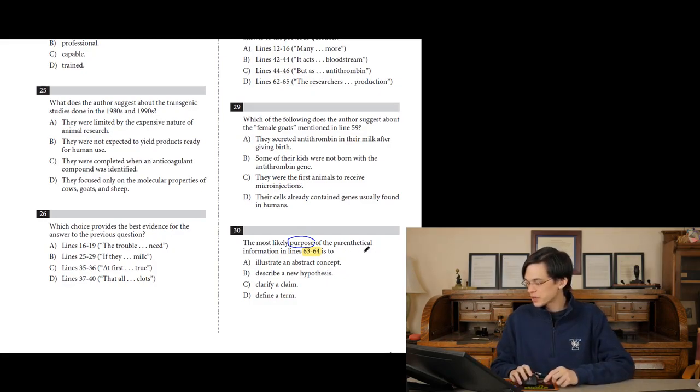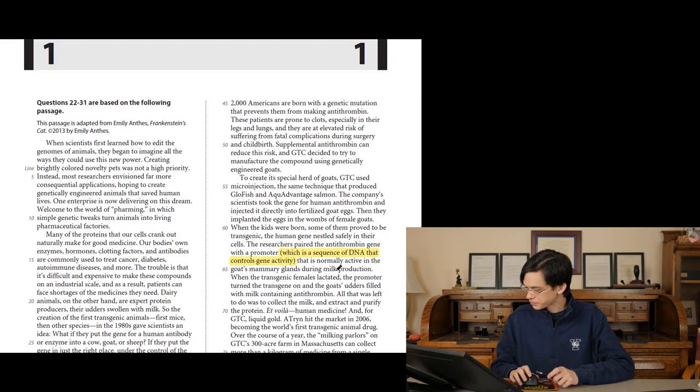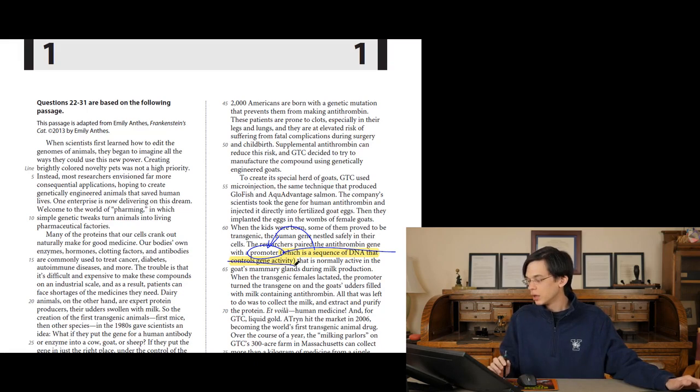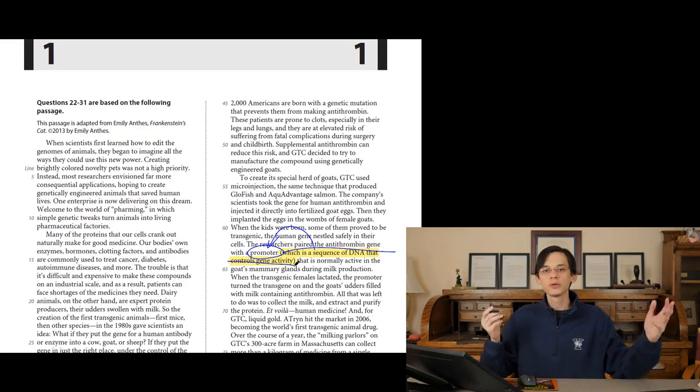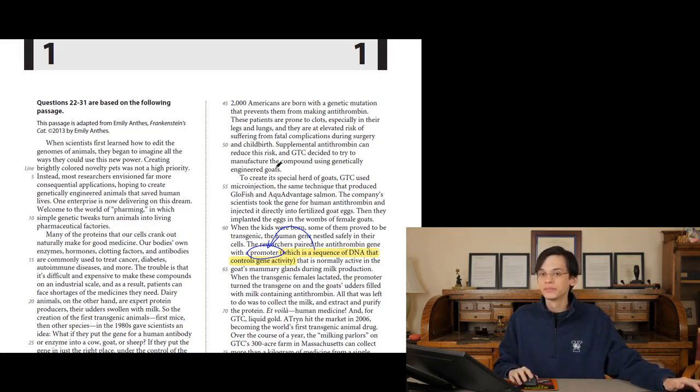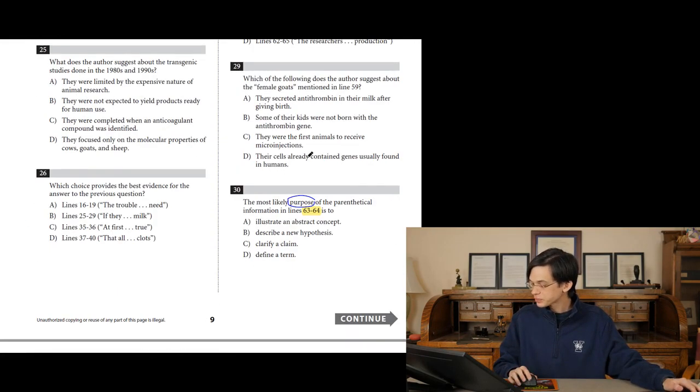The most likely purpose of the parenthetical information, 63 to 64. The researchers paired the antithrombin gene with a promoter, parentheses, which is a sequence of DNA that controls gene activity. This is defining what a promoter is. That's the purpose. If we got rid of this parenthetical statement, the researchers paired the antithrombin gene with a promoter that is normally active. What's a promoter? That's what we no longer know. So that's what the purpose is going to be. That's a good way of thinking about this.